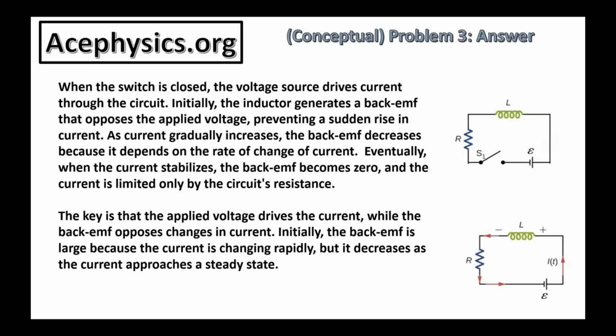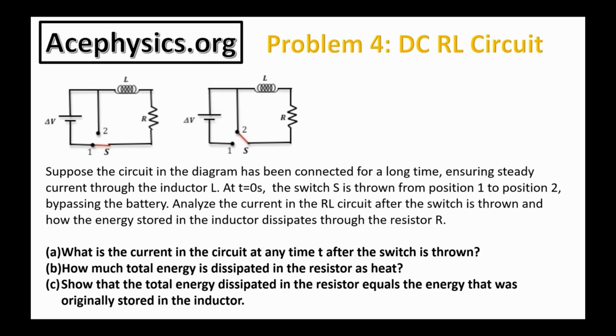Problem 4 deals with DC RL circuits. Suppose the circuit in the diagram has been connected for a long time, ensuring steady current through the inductor L. At time t equals 0, the switch is thrown from position 1 to position 2. Initially, the battery drives a clockwise current through the circuit. The current's magnitude is determined by the resistance.